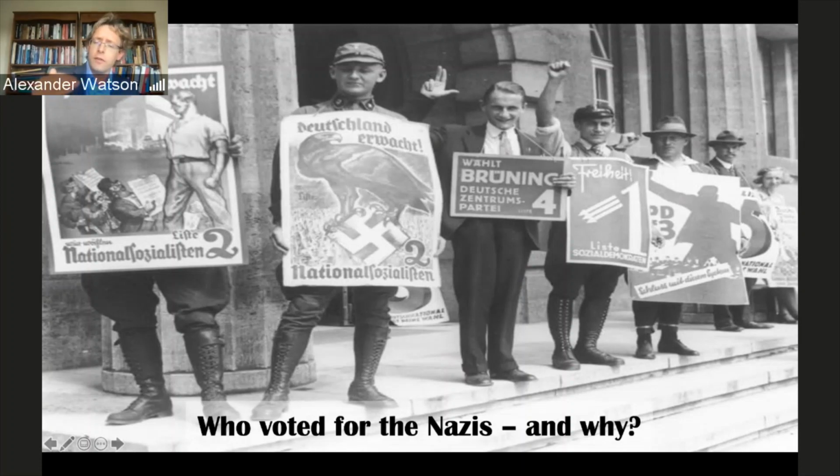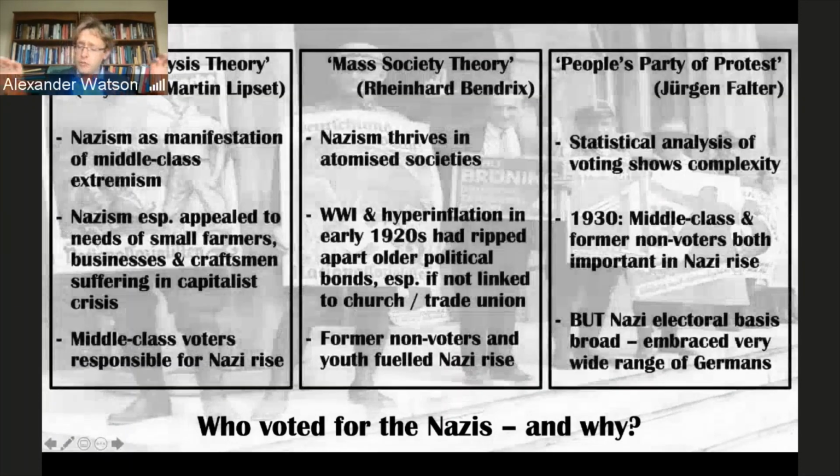And to drill down, to find out why some Germans were particularly likely to vote for the Nazis, we need to analyse more and think about who exactly voted for the Nazis. And for a long time, there were two main theories explaining the Nazi rise. The first was Seymour Martin Lipset's class analysis theory, which argued that Nazism is a manifestation of middle-class extremism, and that Nazism especially appealed to the needs of small farmers, to businesses and craftsmen who were under great distress in the capitalist crisis triggered by the Wall Street crash.